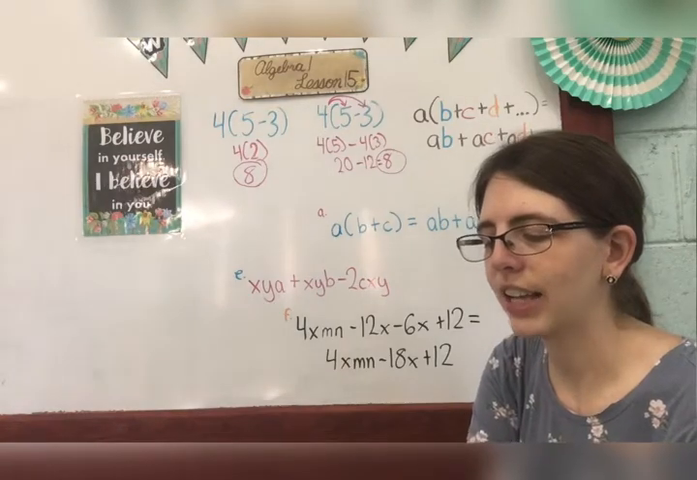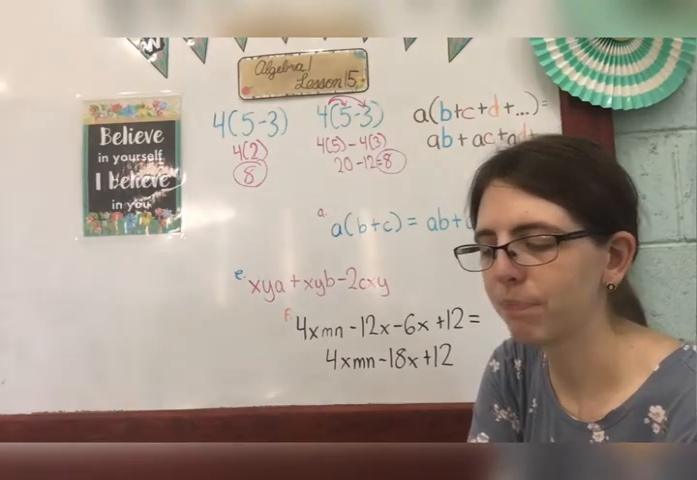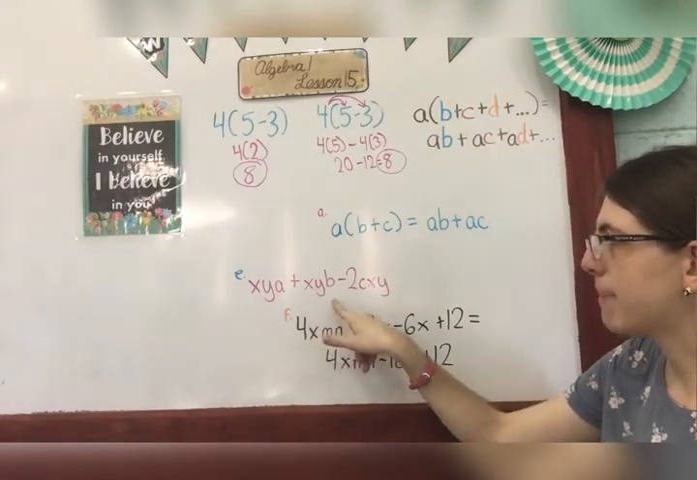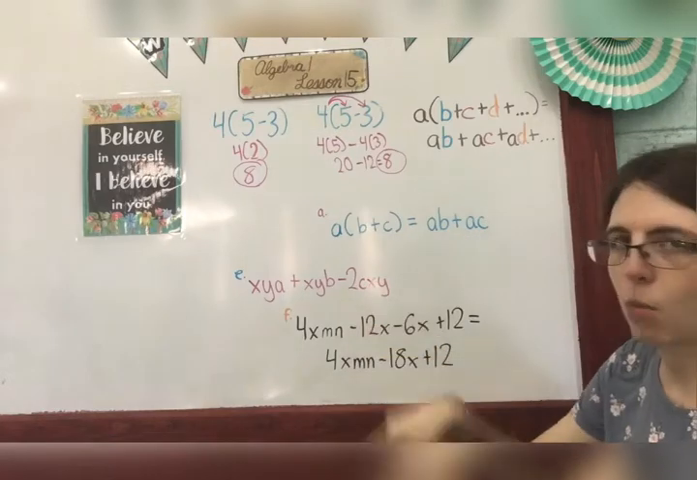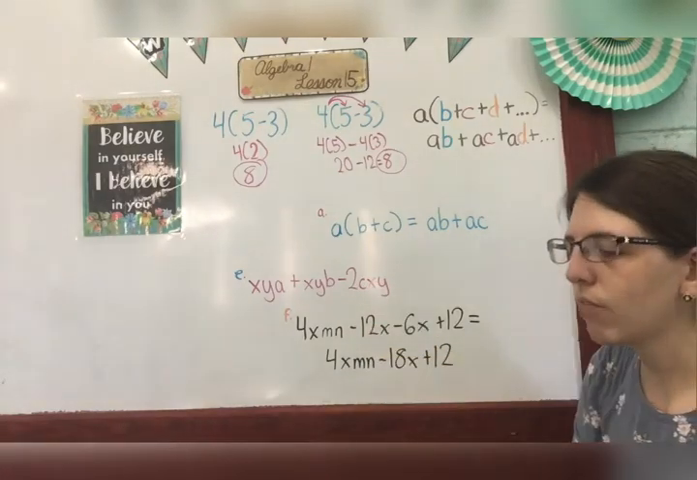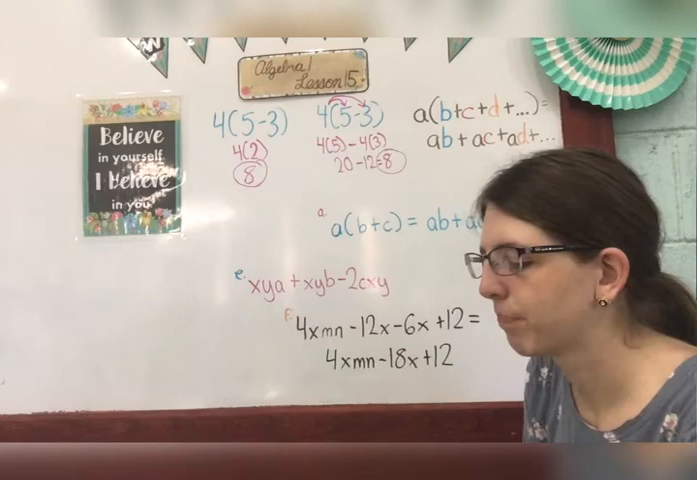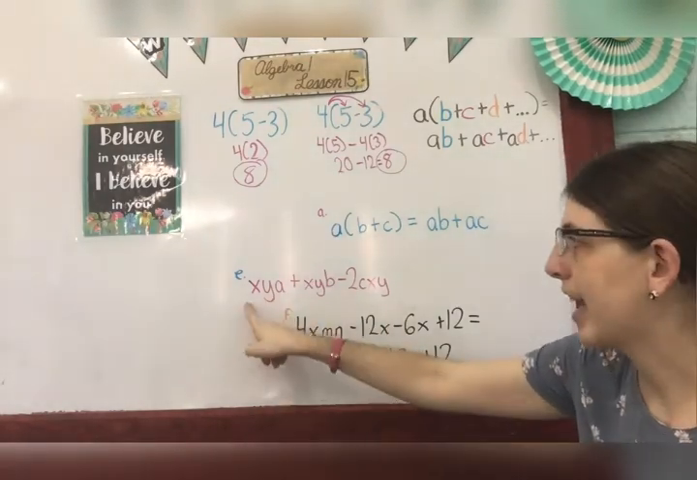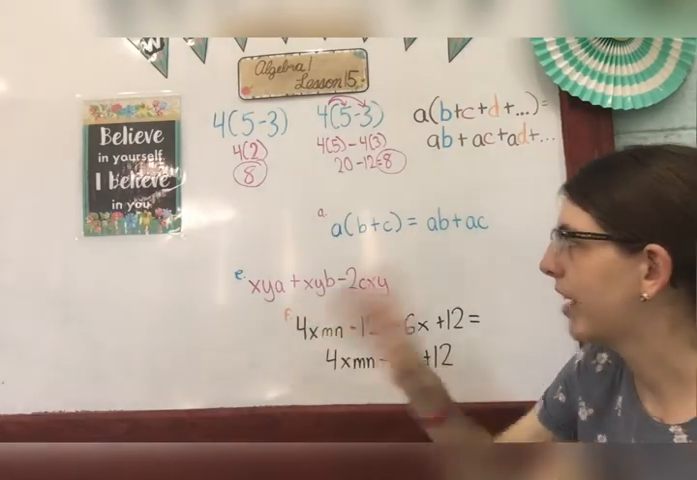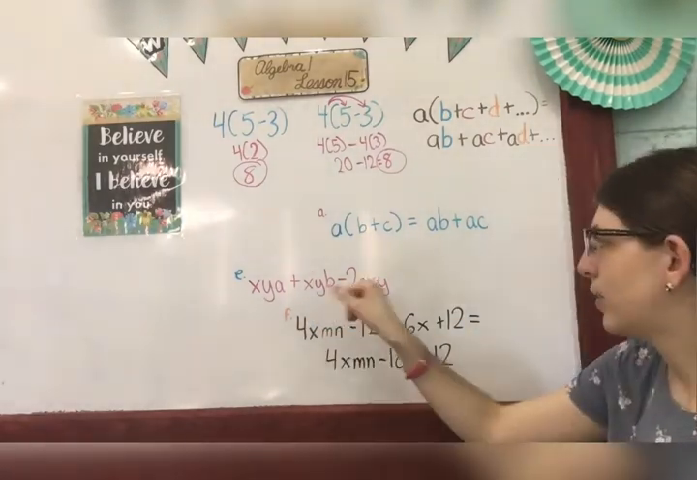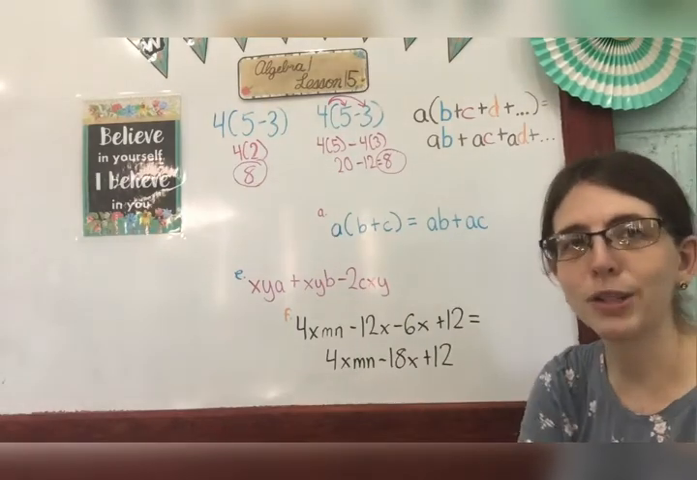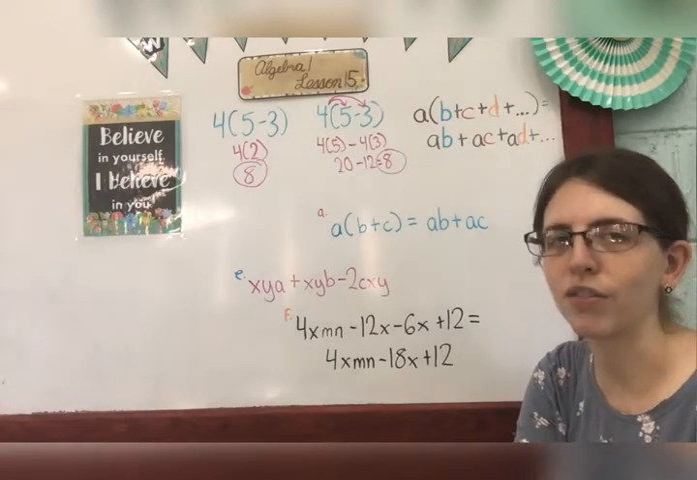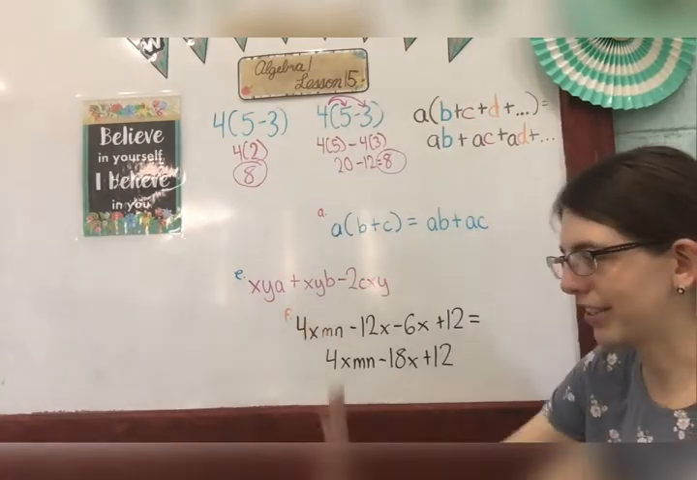All right, then expand by using the distributive property. So letter E, you should have gotten xya plus xyb minus 2cxy. Okay? And by the way, it does not matter the order of your letters. If you have A in front of xy and B in front of xy, it's fine. If you have 2c in the back, it's fine because you're multiplying and the order doesn't matter. As long as you have the same letters and numbers, the order does not matter, and the sign in front is the same.